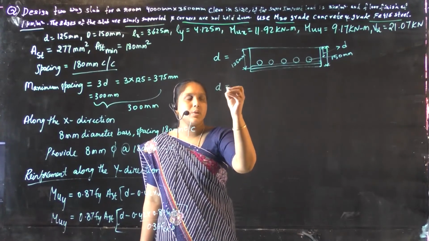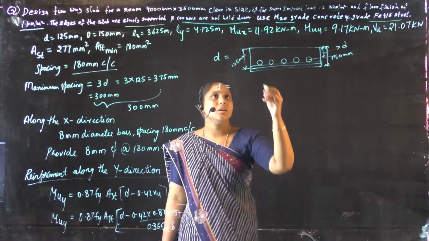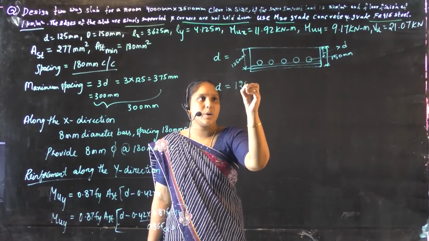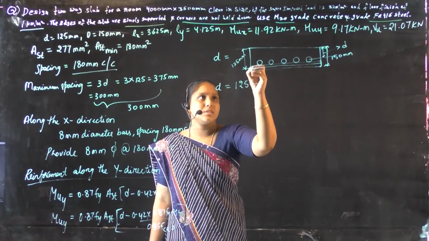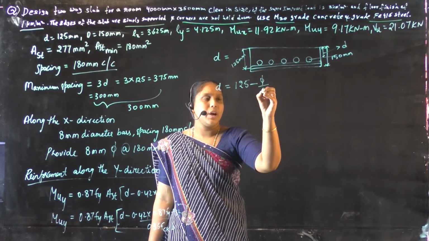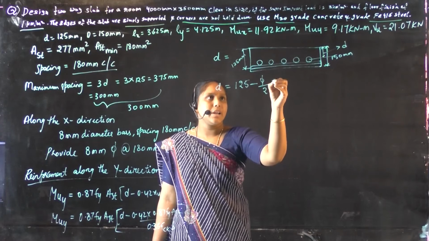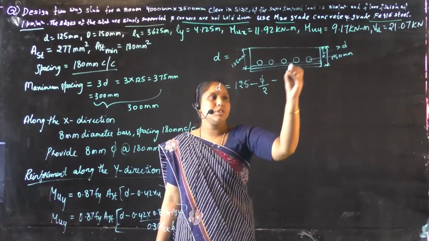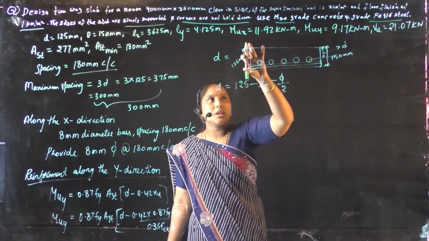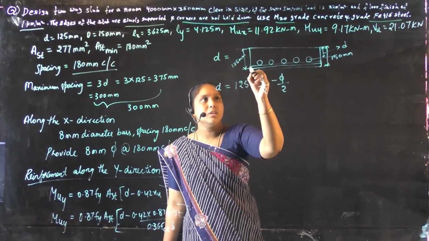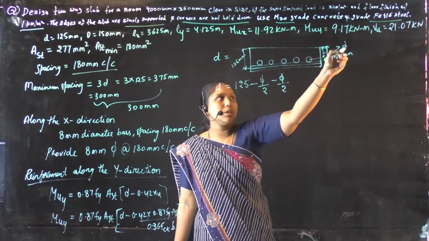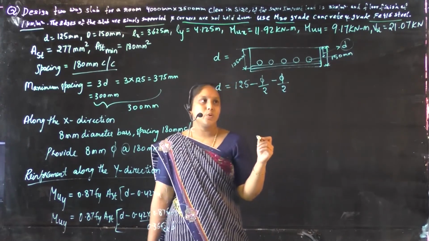So D is equal to, okay, the effective depth D here, which is 125 mm minus the dia of this bar, that is pi by 2 minus the half of this bar minus pi by 2. So from this particular distance we are taking out the half dia of the bar minus this half dia of the bar, so that we'll get this particular effective depth D.